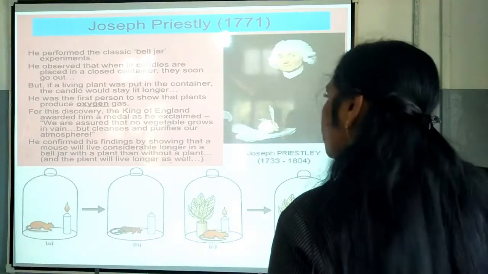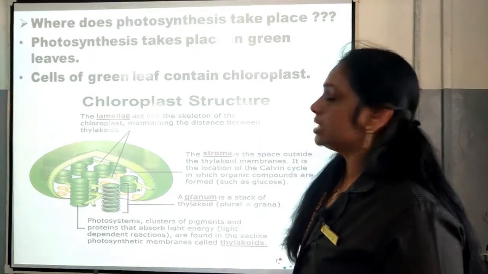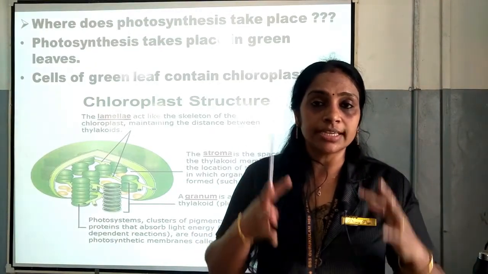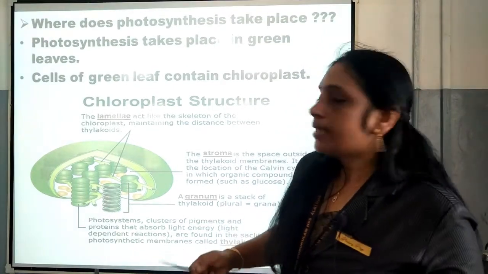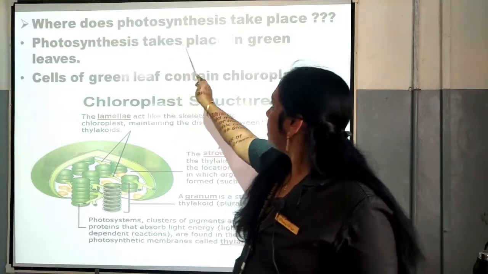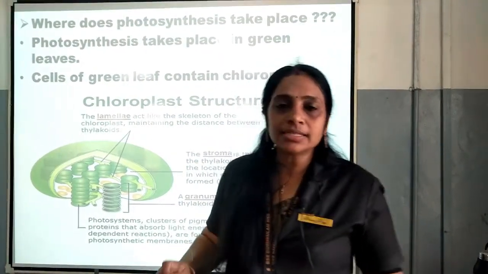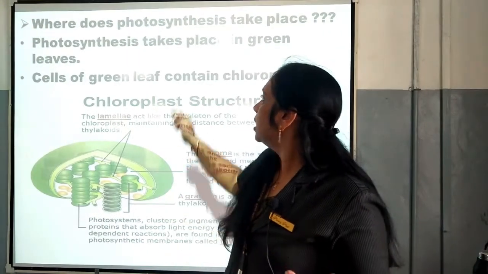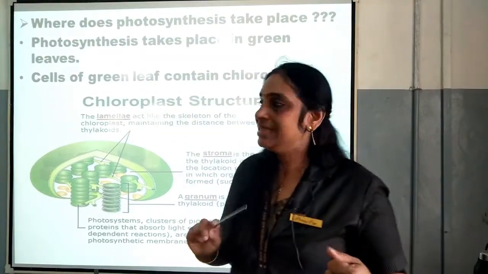This is again important. Now next we can see where photosynthesis takes place. It has been said that photosynthesis is an important process taking place in plants. Photosynthesis takes place in green leaves. So we know that in plants, stem, root, leaves and flowers are the main parts, but among these, the green leaves are doing photosynthesis.